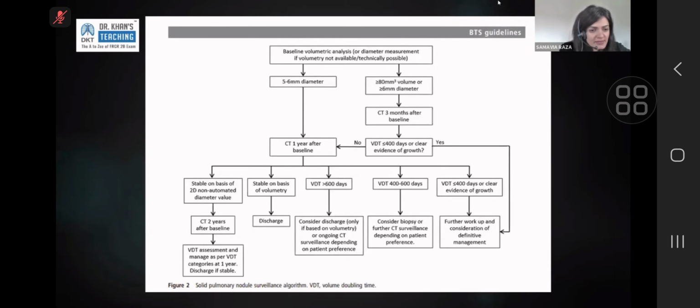Realistic for most centers is 8 millimeter. We do 5 millimeter. Anyway, to summarize the follow-up scheme, this is the summary. This is a screenshot of the actual table from the VTS guidelines.